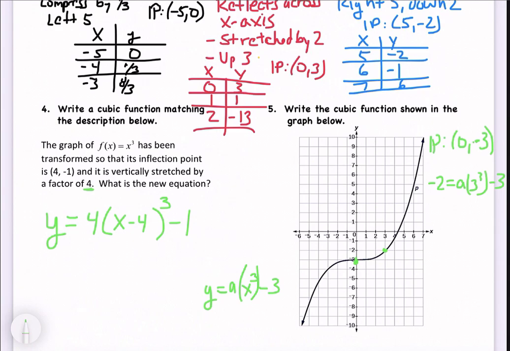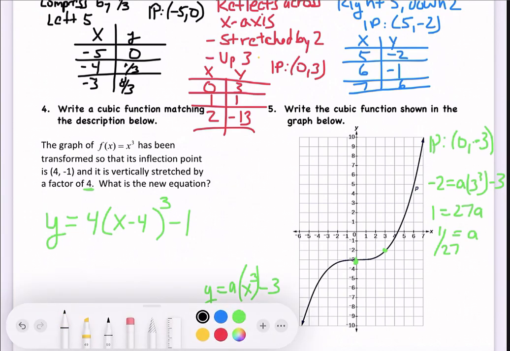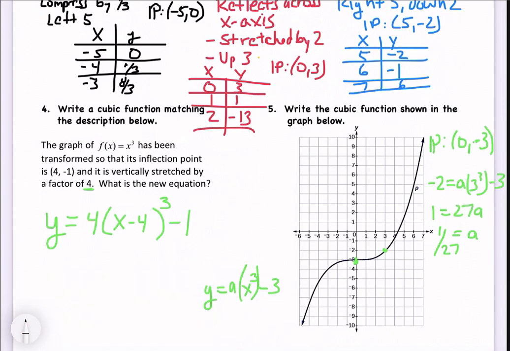So when I work that all out, I'm going to add 3 to both sides, so that's 1. And then 3 cubed is 27. So I have 1 equals 27a, or a equals 1 over 27. So then my final equation will be y equals 1 over 27 x cubed minus 3. And so that's my equation.